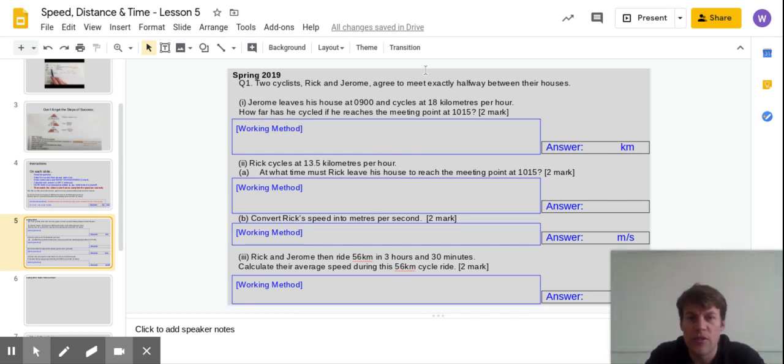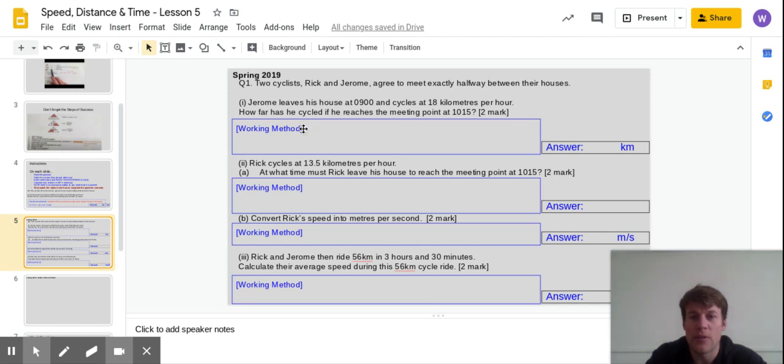Question 1. Two cyclists, Rick and Jerome, agree to meet exactly halfway between their houses. Jerome leaves his house at 9 o'clock and cycles at 18 kilometers per hour. How far has he cycled if he reaches the meeting point at 10:15? Well, how far is distance? Far is distance.